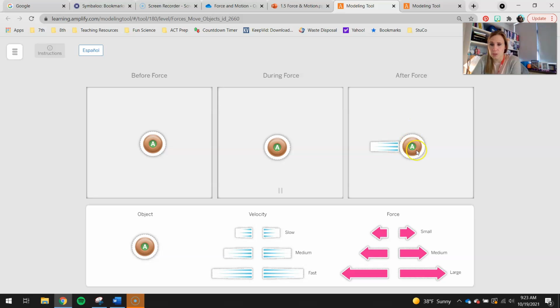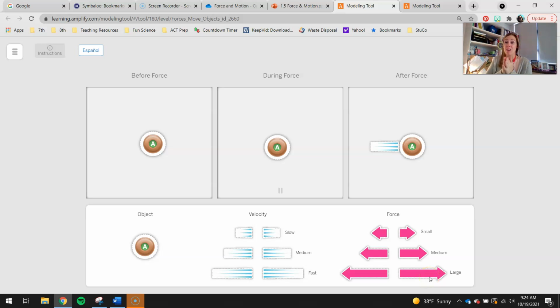So after we apply the force, we see that the puck is moving. Notice that the little lines behind it suggest that it's moving to the right. And if we compare, it's moving to the right at a medium velocity. Okay, so you can see this is what a slow velocity would look like. Here's a medium velocity, and here's what a fast velocity would look like. Okay, again, you are just going to be modeling the force. So here are your arrow options for force. You could have small forces to either the left or the right. You can have medium forces to either the left or the right. And you can have large forces to either the left or the right.